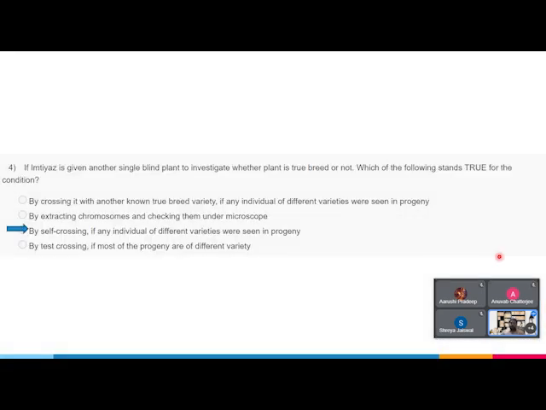So if Imtiaz is given a single blind plant to determine whether the plant is true bred or not, which of the following stands true? The option is C, by self-crossing, if any individual of different varieties are seen in the progeny. So if by self-cross you see any different varieties, then the plant was not true bred. If you see only 100% of one phenotype, then the organism was true bred.